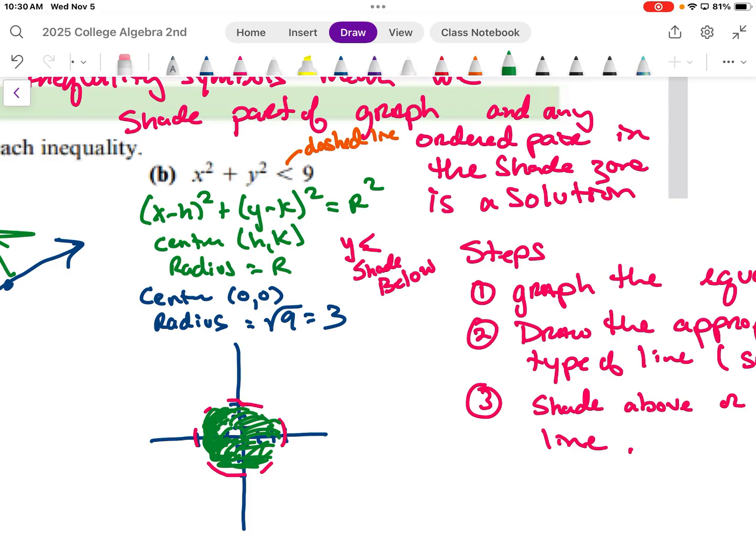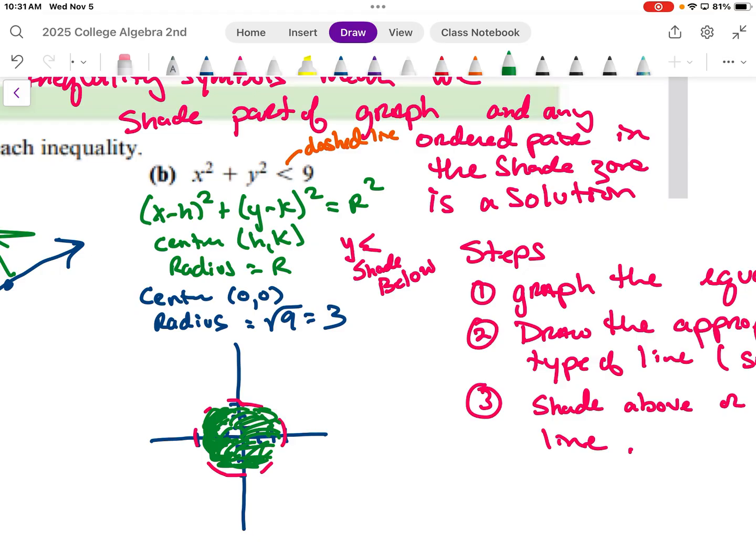So if it was the other way, you'd shade everything but inside the circle? Correct. If we had greater than 9, then we would shade everything outside the circle. So less than typically means, in the case of the circle, inside the circle. If it's greater than, it means everything outside of the circle. Parabola is a little bit different. As we get different shapes that aren't linear, we'll talk about cases here.